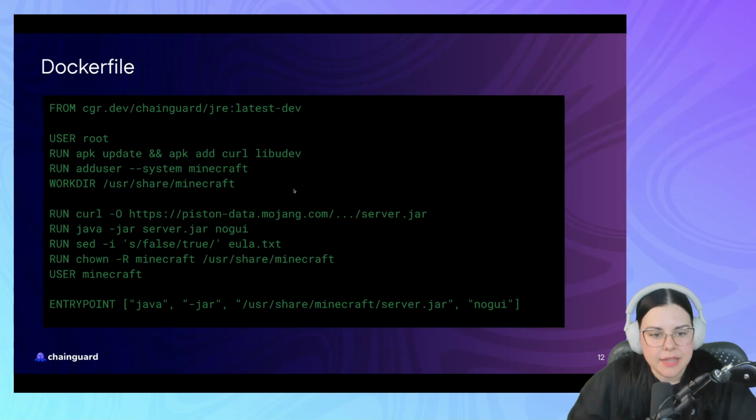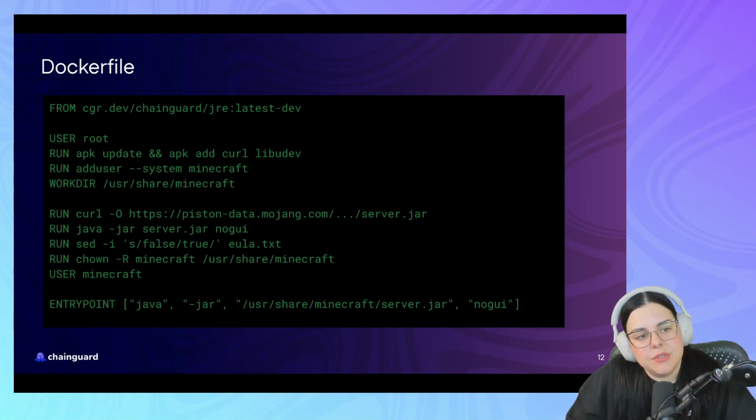So how does such a setup look like? We have here a Dockerfile for a basic setup, and it starts with the FROM line. We are using the Java runtime image, the latest-dev variant, because the latest-dev variant has apk and has a shell. So it is a bit easier to work with it.